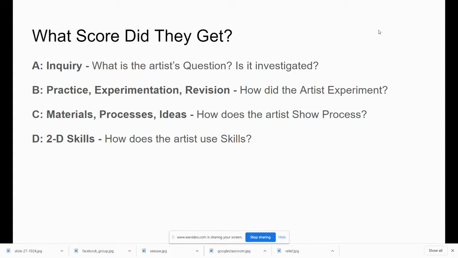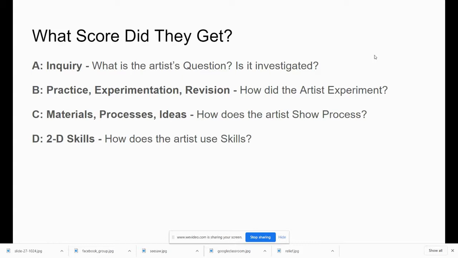There are these four things. Number one, the inquiry. That's your artist question. They want to know what you're investigating, what your question is, and your artwork should follow that question. Number two, practice, experimentation, and revision. Remember, how did the artist experiment? How did the artist practice? How did the artist make revisions and changes? And did that get reflected in the artwork?